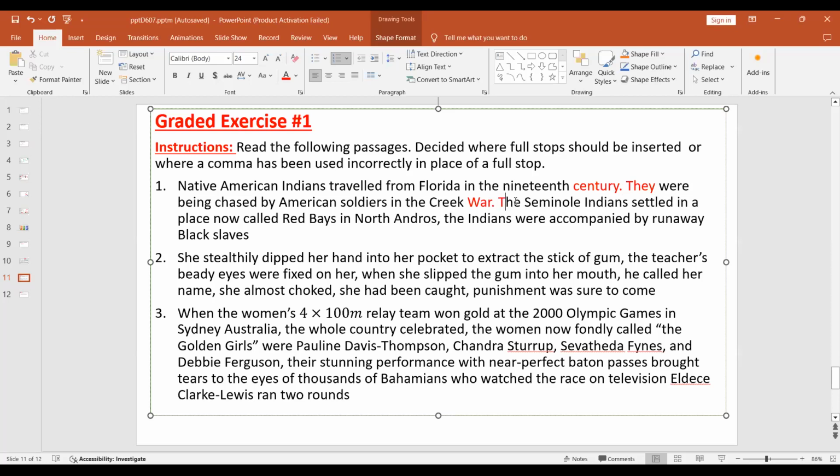Capitalize the T. The T. Yeah. The Seminole Indians settled in a place now called Red Base in North Andros. What are we going to do here?